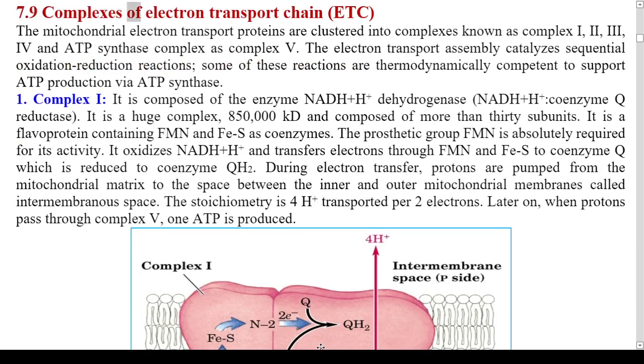7.9 Complexes of electron transport chain. The mitochondrial electron transport proteins are clustered into complexes known as complex I, II, III, IV, and ATP synthase complex as complex V. The electron transport assembly catalyzes sequential oxidation-reduction reactions. Some of these reactions are thermodynamically competent to support ATP production via ATP synthase.